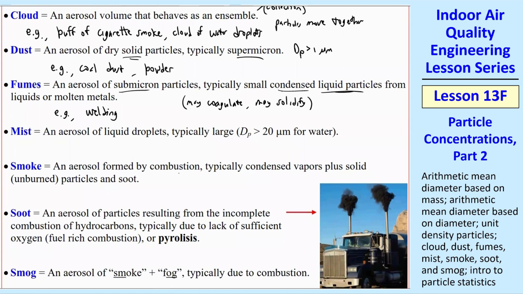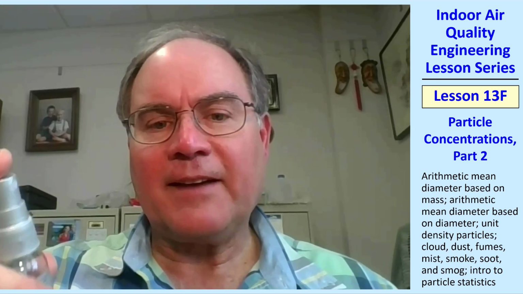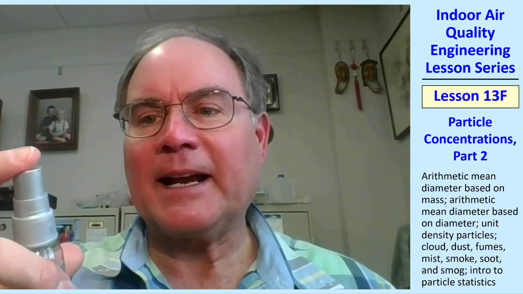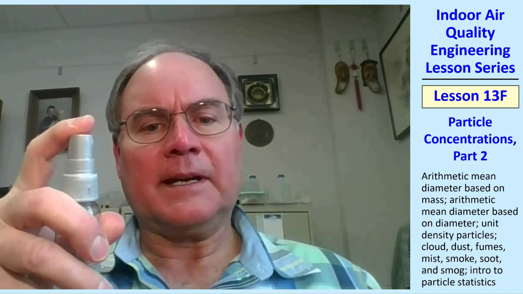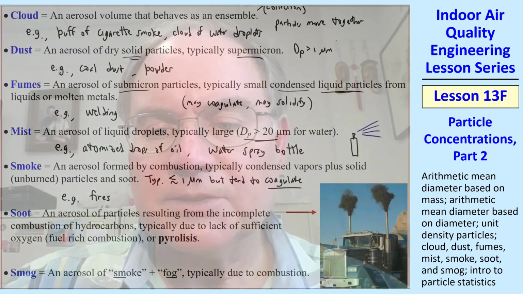A mist is an aerosol of liquid droplets, typically much larger, about 20 microns or more, from water. Examples are atomized drops of oil from, say, an oil burner or a water spray bottle. Here's an example. I have a little spray bottle that I use to clean my glasses. When I spray it, I don't know if you can see that on the video, but you can see a mist that comes out. I usually bring that to class, but I'll just do it on video here.